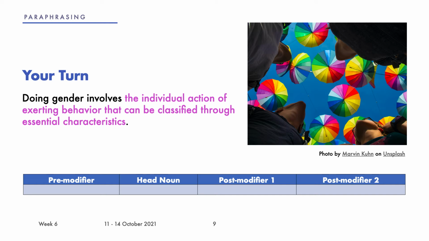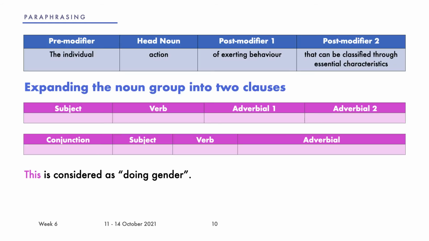So we have, again, quite an elaborate noun group, which is the individual action of exerting behavior that can be classified through essential characteristics. So how are you going to break it down into a noun phrase? Tell me your answer. Similar to the previous example, we have a noun group containing a post modifier, which is a relative clause.